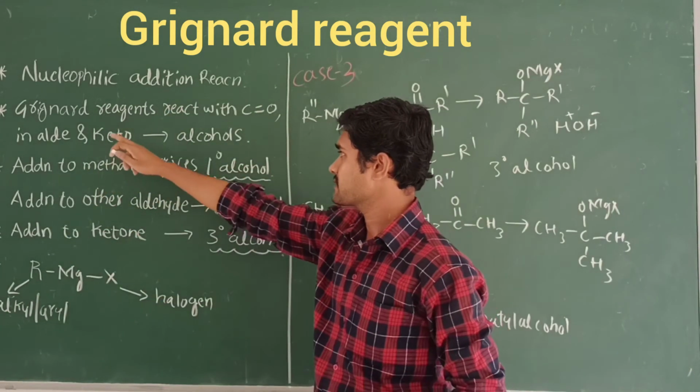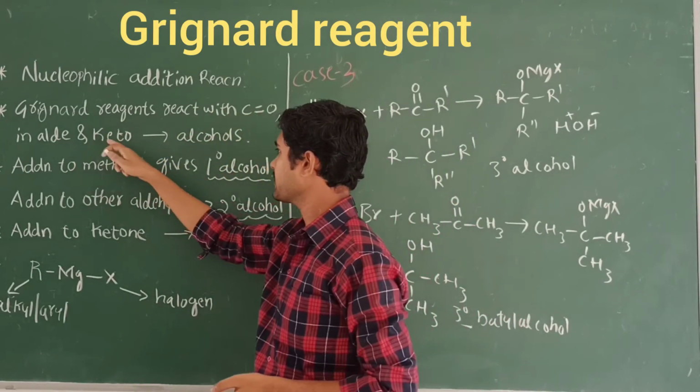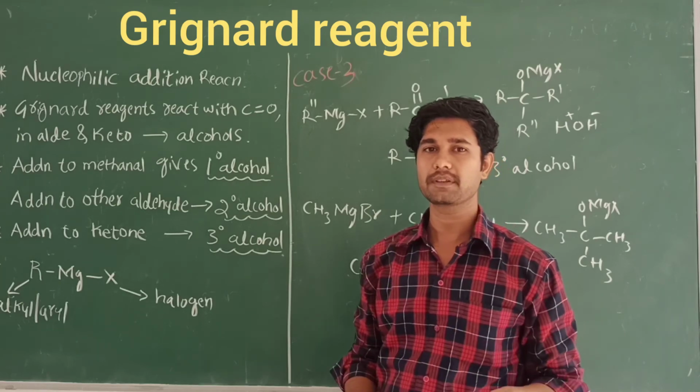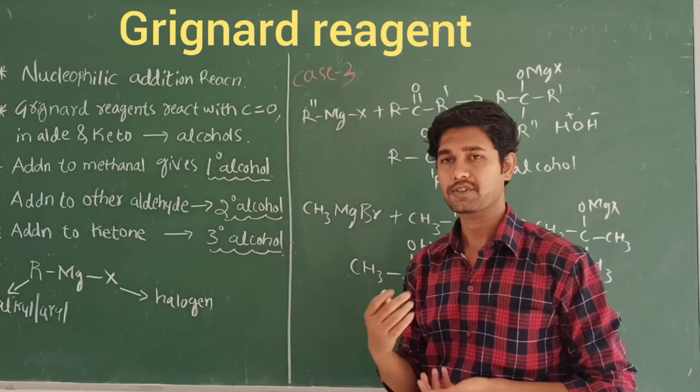That is the first summary. Second, the Grignard reagent reacts with the carbonyl function, that is, aldehyde and ketone, and we obtain the respective alcohols. With formaldehyde we obtain the primary alcohol, with other aldehydes the secondary alcohol, whereas with ketones we obtain only tertiary alcohols.